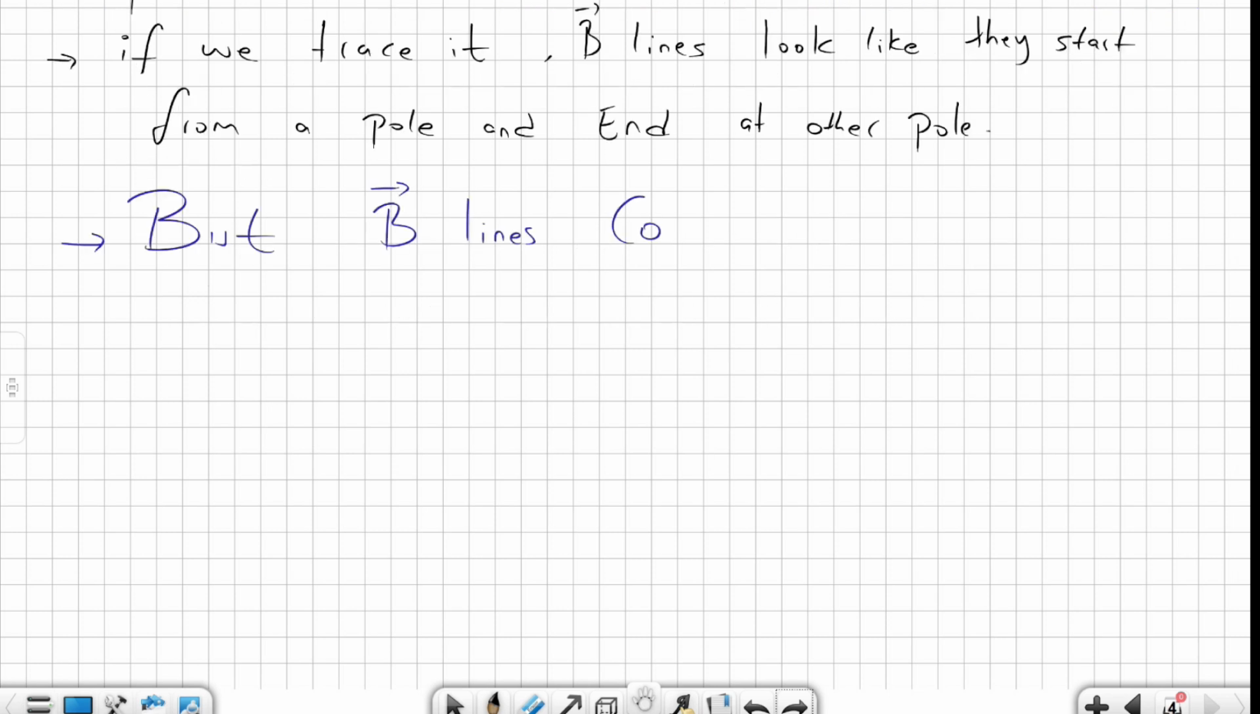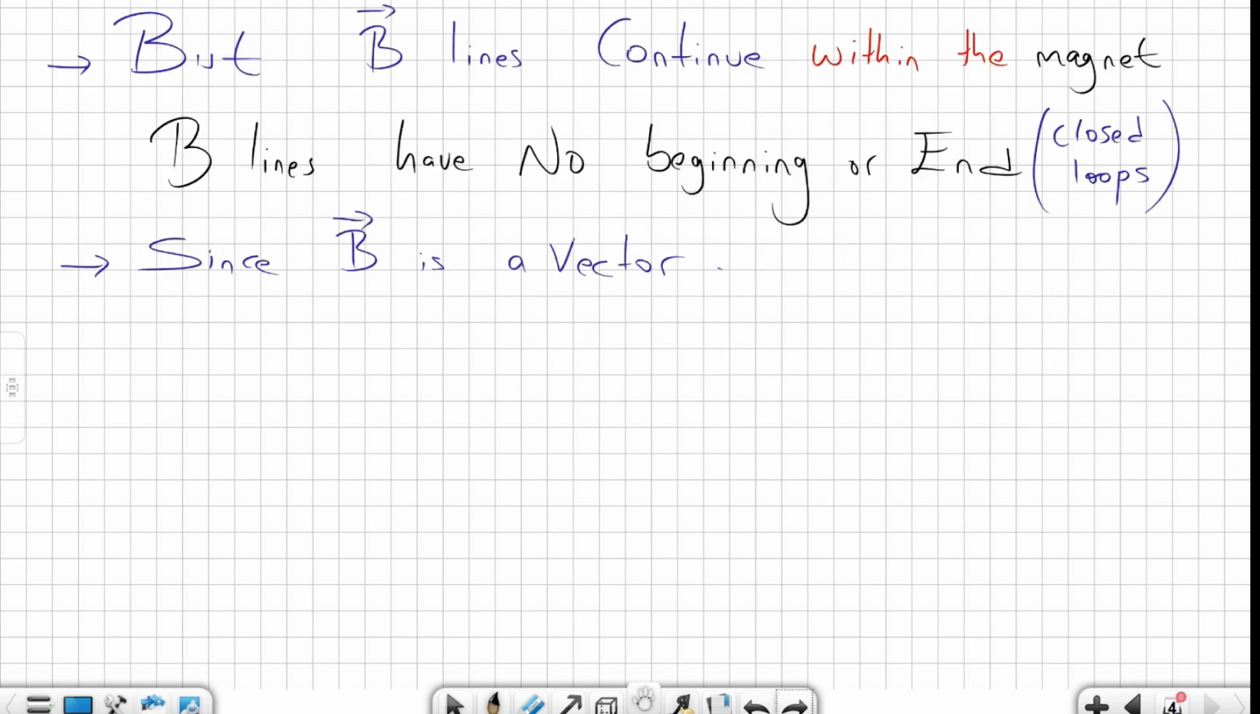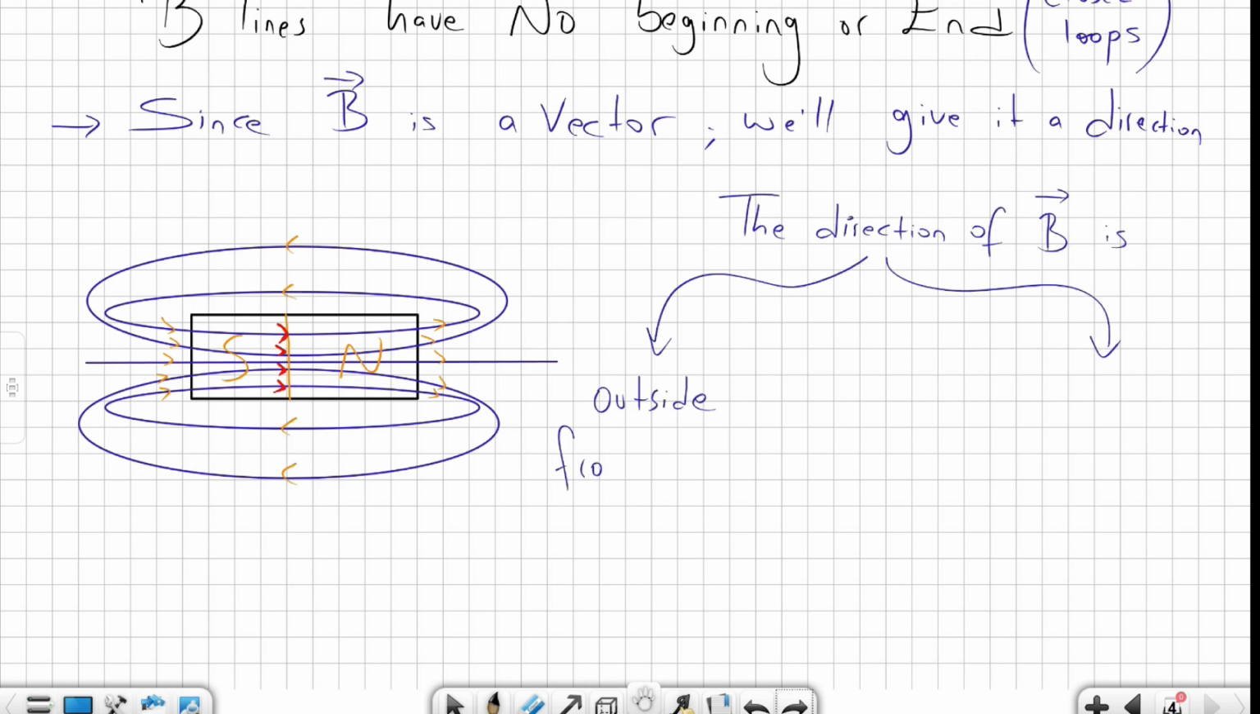But in reality, magnetic field lines continue within the magnet. So magnetic field lines have no beginning or end because they form closed loops. Since magnetic field is a vector quantity, we need to give it a direction. The magnetic field lines will be coming out from the North Pole and entering the magnet from the South Pole. The direction of the magnetic field outside of a magnet is always from north to south because it's coming out from the North Pole. And inside the magnet, it is always from South Pole to North Pole.